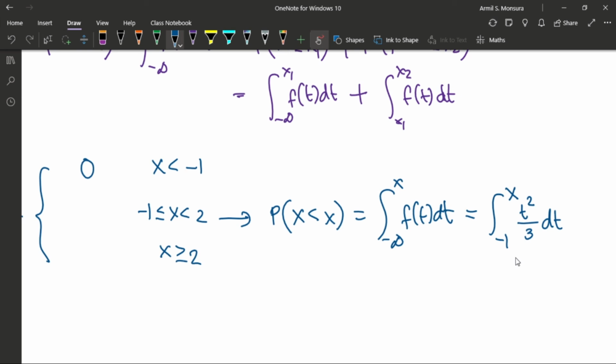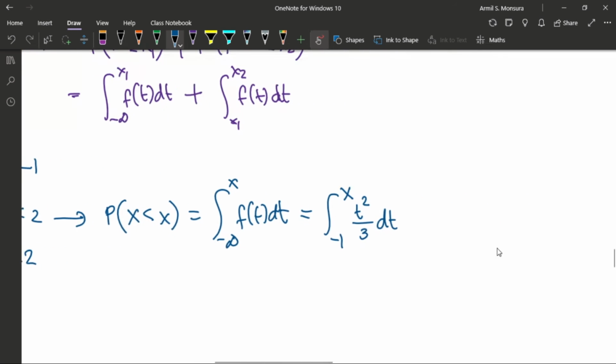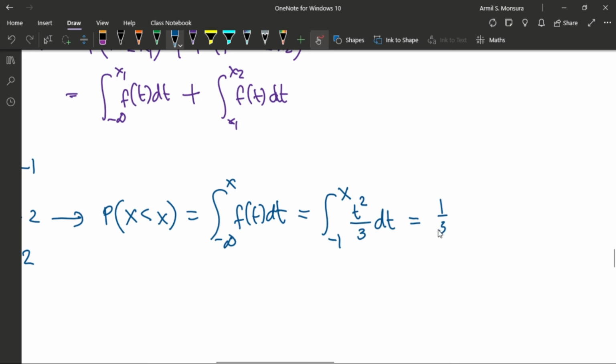Because remember, from negative infinity hanggang bago mag-negative 1, yung value ng function nyo is 0. So, wala siyang iaambag dun sa integral natin. So, magkakaroon lang ng ambag sa integral natin yung interval from negative 1 up to x. So, in this case, we will have to evaluate this to be 1/3 times t cube over 3, for t equals negative 1 up to t equals x.